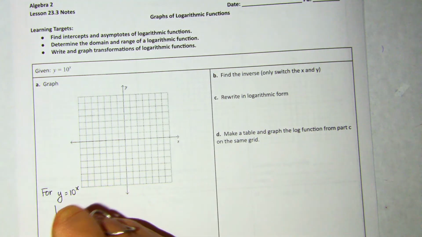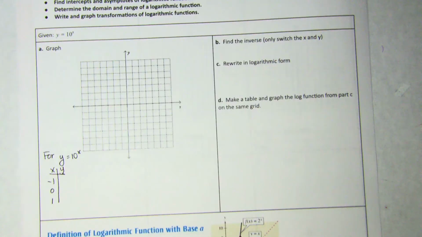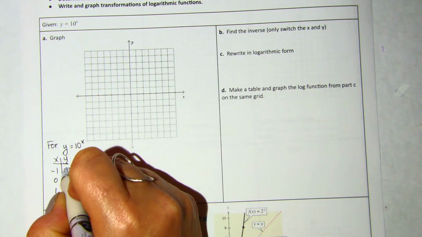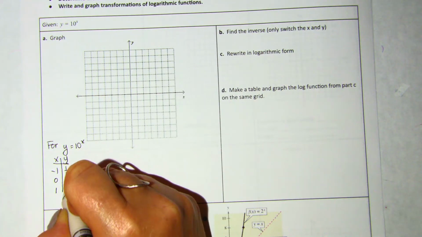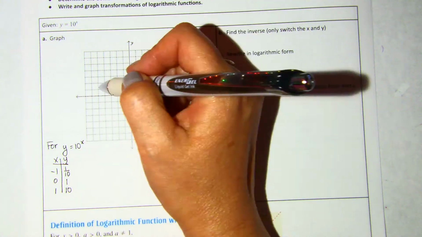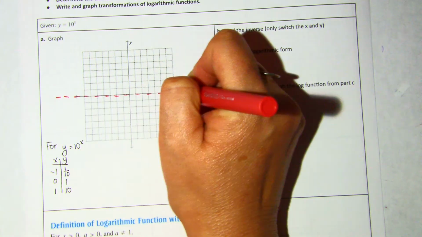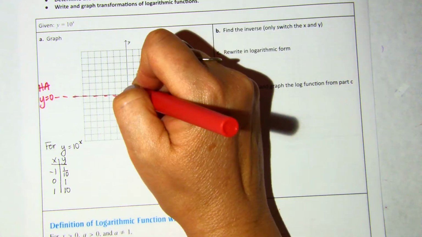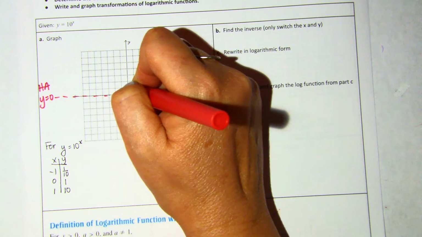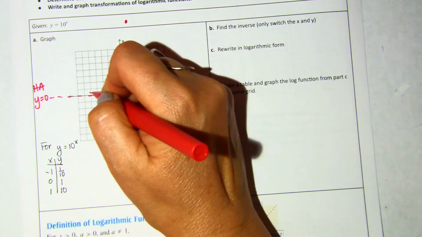We're just going to make a little table here. I'm going to plug in -1, 0, and 1. When I do that, 10 to the -1, remember it flips it, it's 1/10. Anything to the 0 power is 1, and 10 to the 1 is 10. So let's graph that. We know that it has a horizontal asymptote of y equals 0. I'm going to graph -1, 1/10, somewhere like that, 0, 1, and then 1, 10, way up here somewhere.